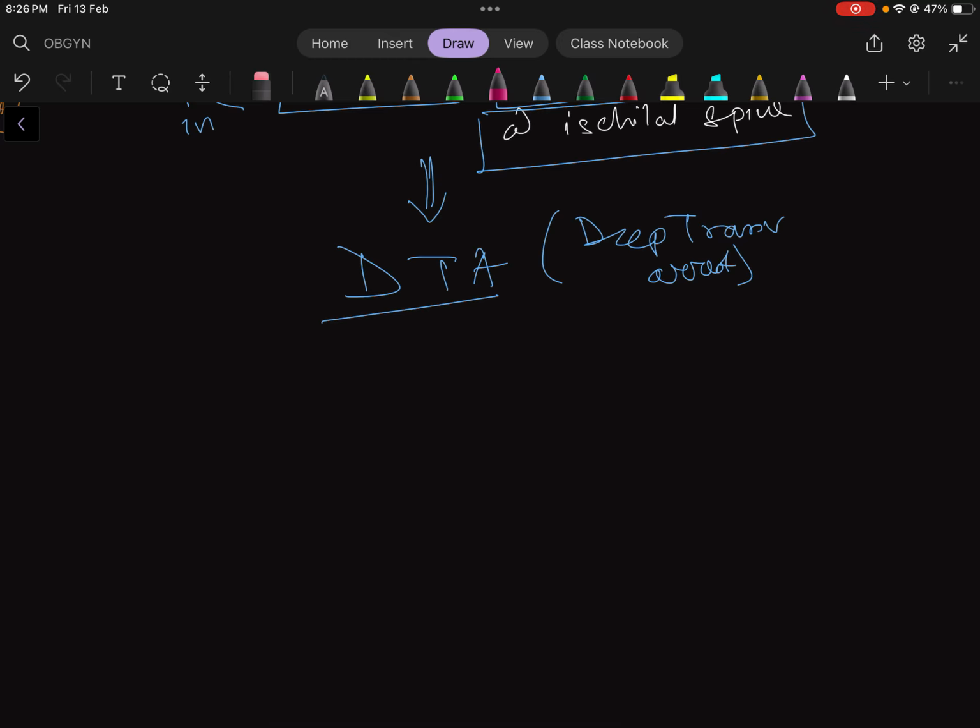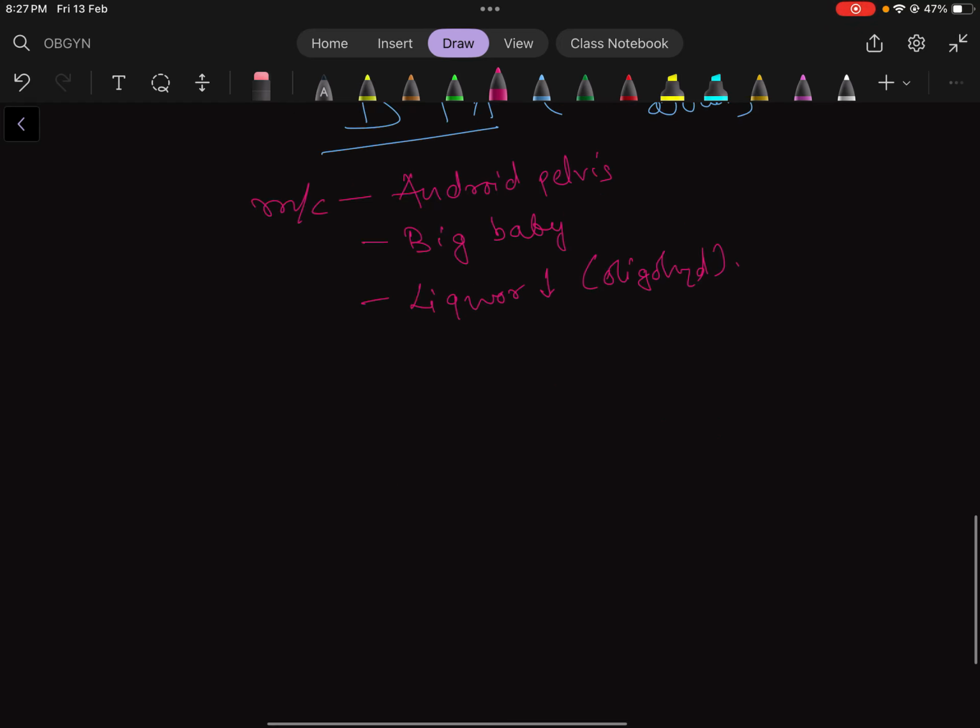Now, what are the causes? The causes are also, as I mentioned, most commonly android pelvis. Then if the baby is big, or if there is less liquor or oligohydramnios. So now what is the management?